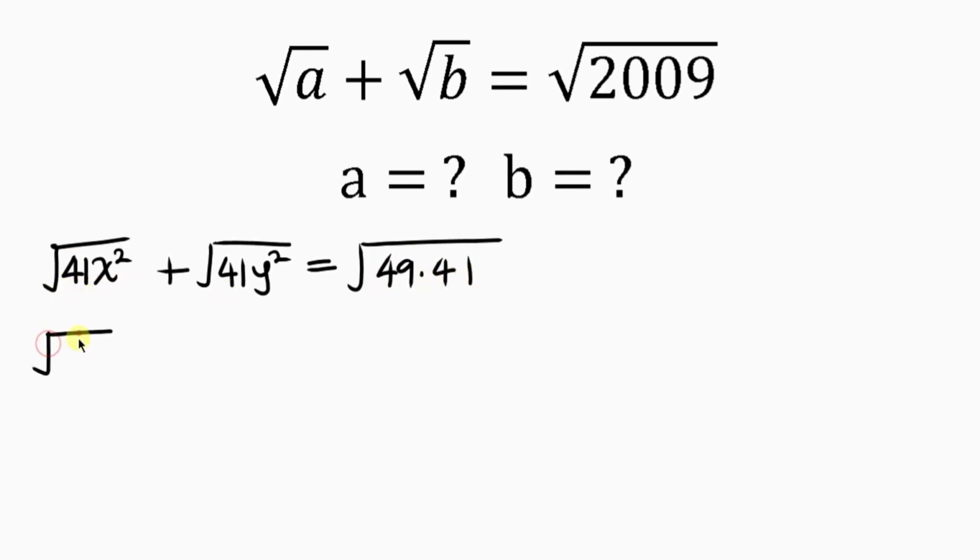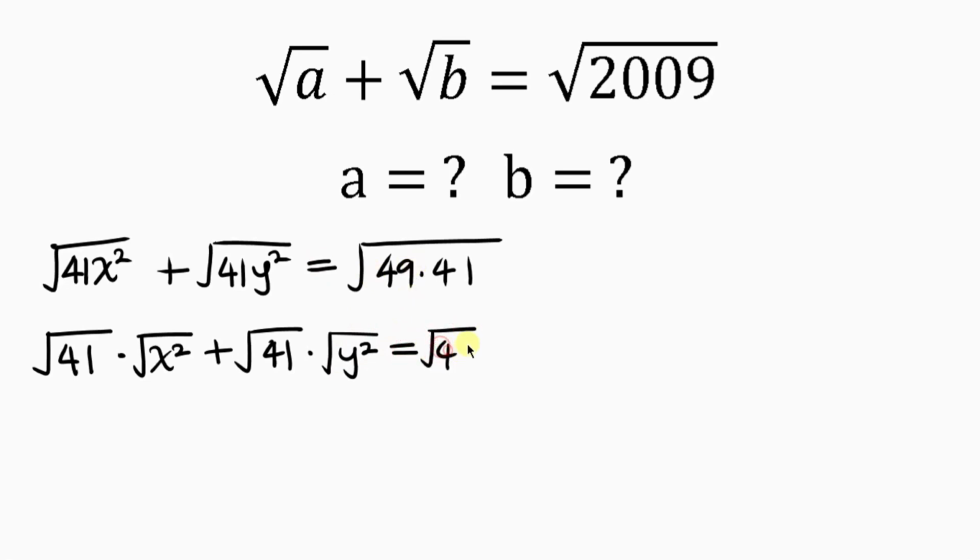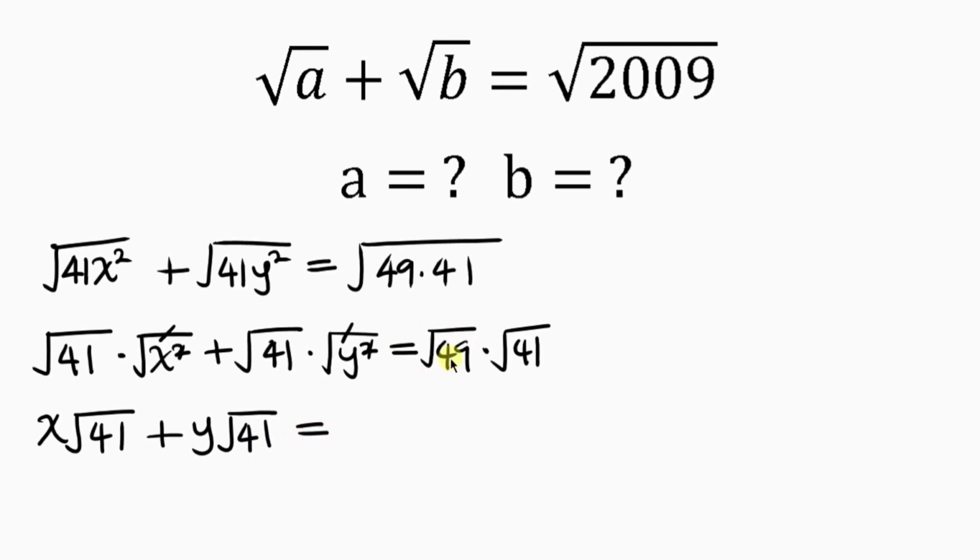This means the square root of 41 times the square root of x squared plus, this means the square root of 41 times the square root of y squared. This is equal to, this also means the square root of 49 times the square root of 41. Now notice that this square root cancels out the square, so that we have x times the square root of 41, which gives x root 41, plus, now this square root cancels out the square, so that we have y times the square root of 41, so it gives y root 41. This is equal to, now the square root of 49 is 7, times the square root of 41 is 7 root 41.